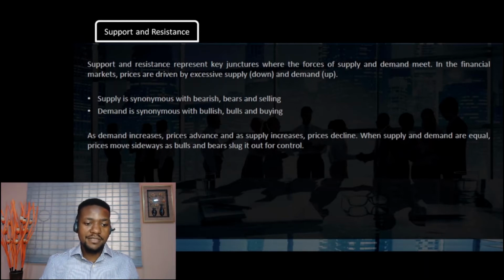As demand increases, price advances, and as supply increases, price declines. When supply and demand are equal, price moves sideways. That is when you see that there will be a consolidation. There won't be a definite trend. Price won't go up nor down, but it will move sideways.